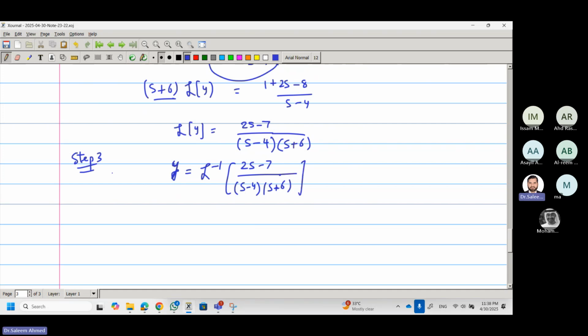Okay, so this is inverse Laplace transform. Last step is take the inverse Laplace transform. So you got this one. Now this is a question from 7.2 on how to find the Laplace inverse transform.